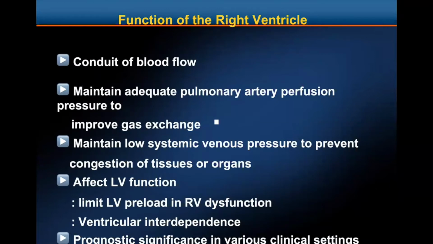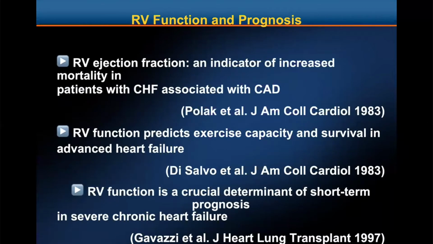The other maintenance is adequate pulmonary arterial perfusion pressure, which improves gas exchange. We have to maintain low systemic venous pressure to prevent congestion of the tissues or organs. It also affects left ventricle function, limiting left ventricle preload in some conditions with right ventricle dysfunction. There is also ventricular interdependency.